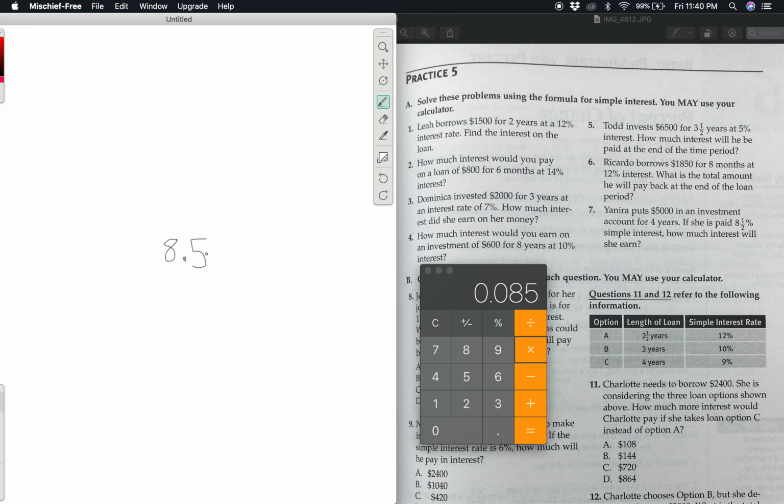So we have 8.5. And remember, when you do the percents, you have to move the decimal over twice. We go like this, then like this, and we add the zero here. Now we have the decimal here, 0.085. So 5,000 times 0.085 times 4 years equals 1700. So the answer to number 7 is 1700.